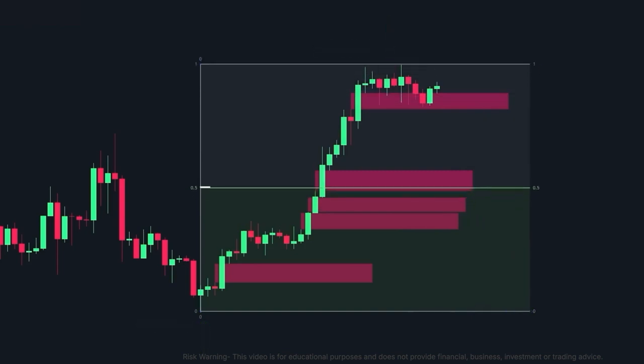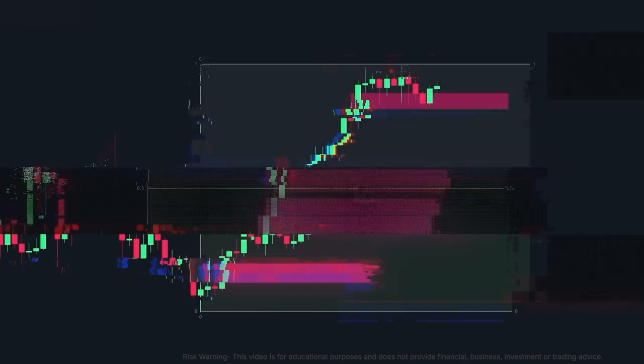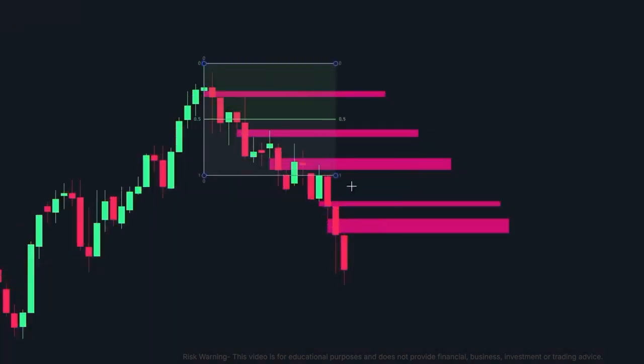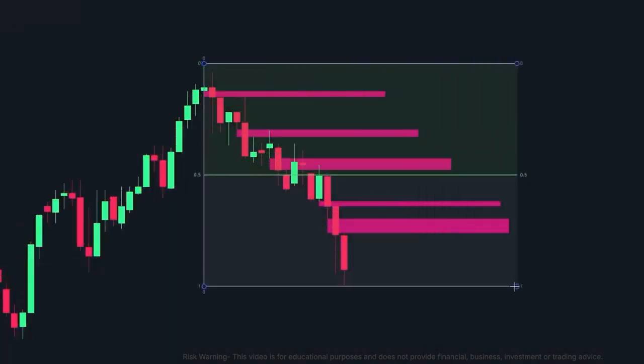This line in the middle then separates the fair value gaps, and you should only focus on the gaps located in the bottom area, ignoring the ones on the upper level. Same thing for shorts. Drag the tool from the swing high to the swing low and only focus on the gaps located in the top area.